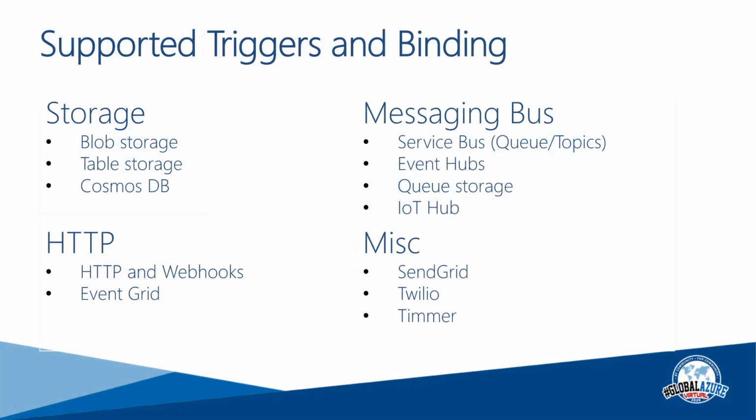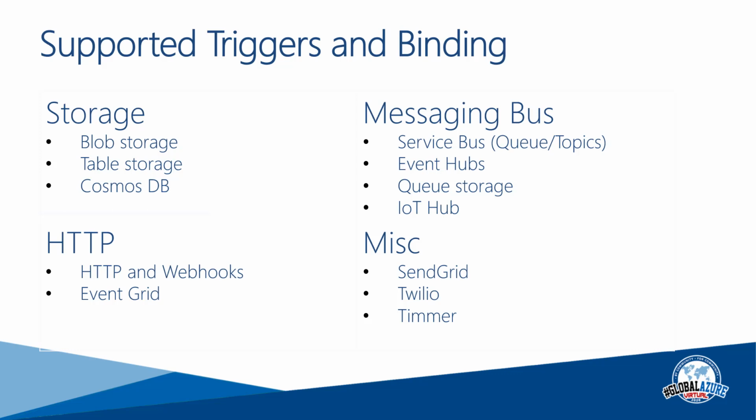As far as the supported triggers and bindings, I've organized them into 4 separate categories. The first one is storage. Here, your function will be triggered whenever there's a new item added to a particular storage. That could be blob, table storage, or Cosmos DB. Then I have here messaging bus. This is a traditional pub sub where a publisher will add a message to a broker, and then the broker will dispatch that message to any subscriber. That includes Service Bus, Event Hub, Queue Storage, and IoT Hub.